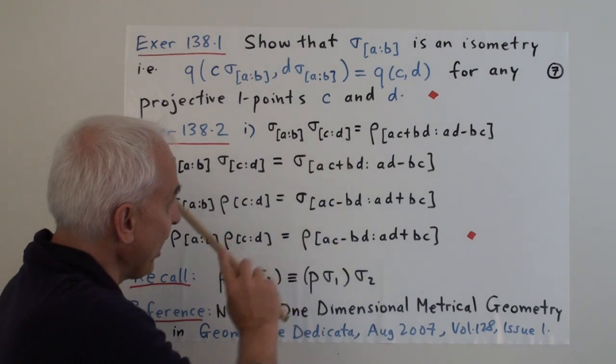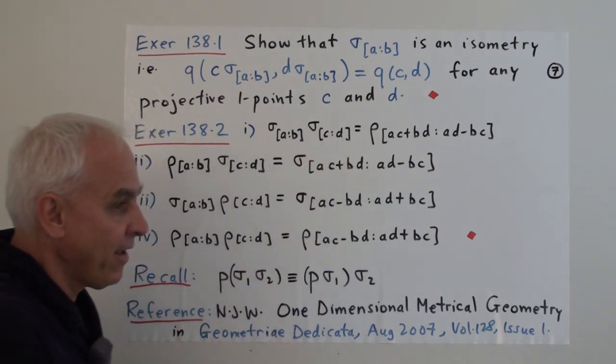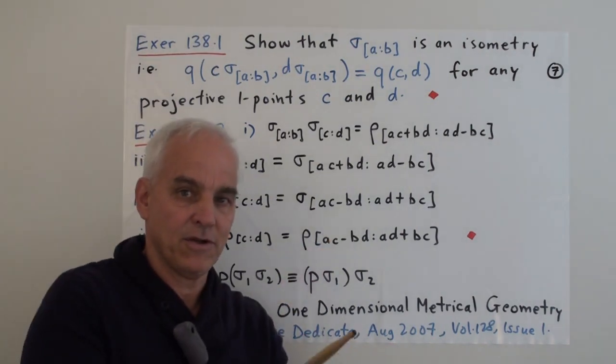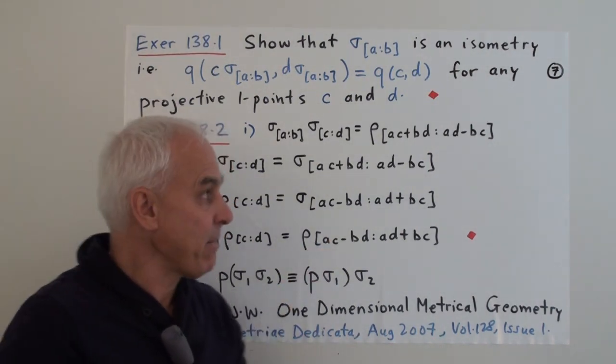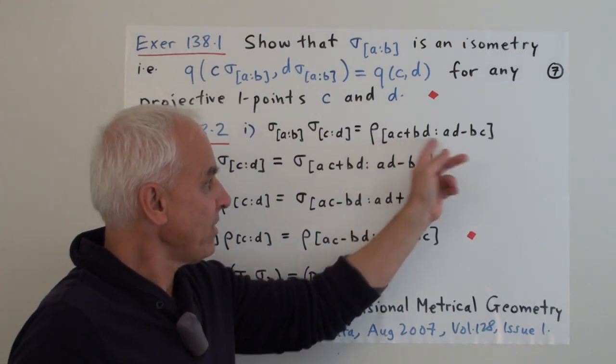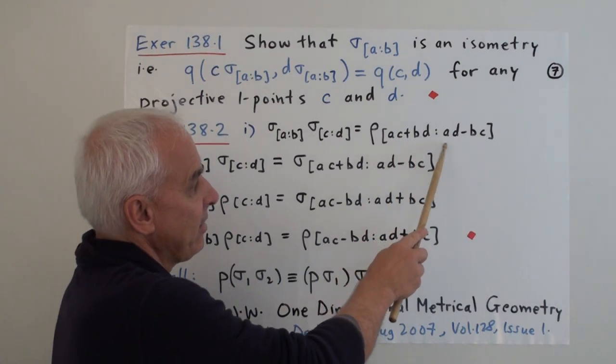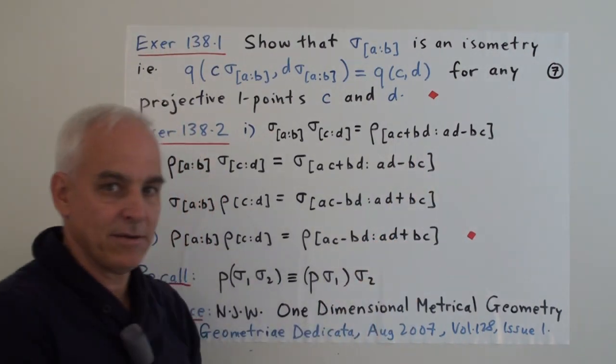So for example, this is saying that if we rotate by A to B, and then we rotate by C to D, the effect of doing both of those is the same as a single rotation about this new point, AC plus BD to AD minus BC.